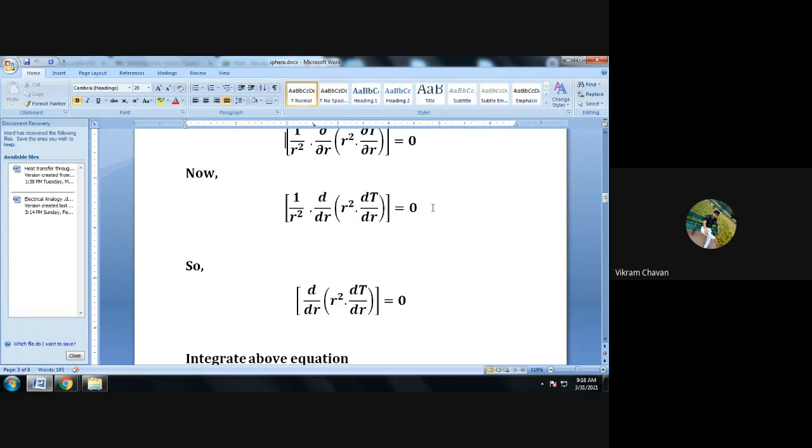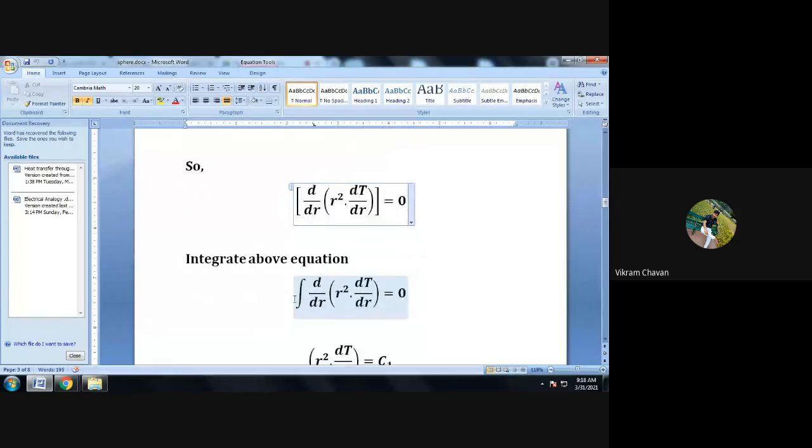In other terms, we can say that 1 upon r square is never equal to 0, so this particular term will be considered as equal to 0: d/dr of (r square multiplied by dT/dr) equal to 0. Okay, so we have considered this equation and we have to integrate this equation now.